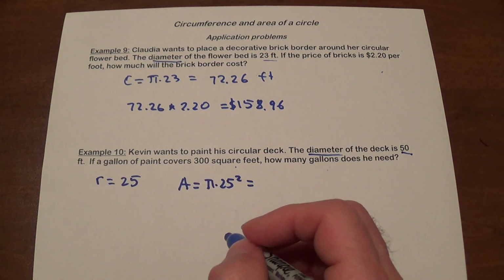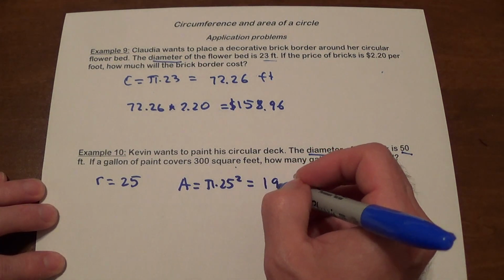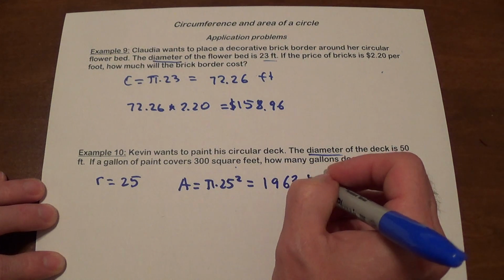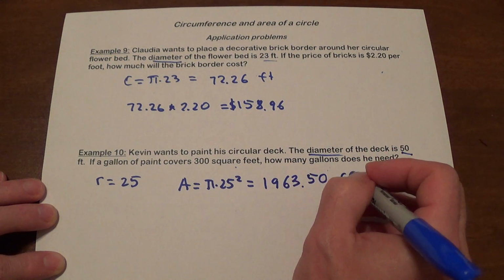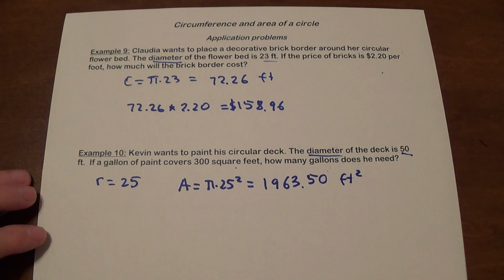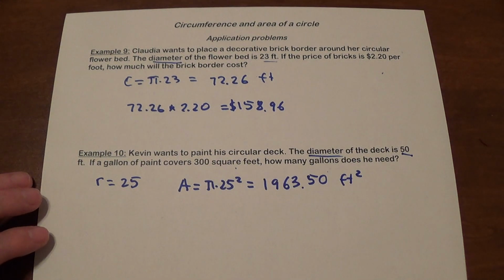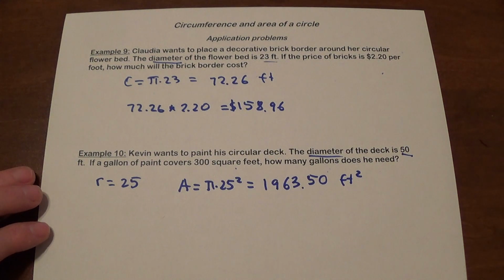And we're going to type it in the calculator. The decimal here is going to be 1963.50 square feet. But that's not what the question is asking. The question is asking, if a gallon of paint covers 300 square feet, how many gallons are we going to need? So what we need to do is see how many times 300 goes into that. If I divide this number by 300, that is going to give me 6.54.